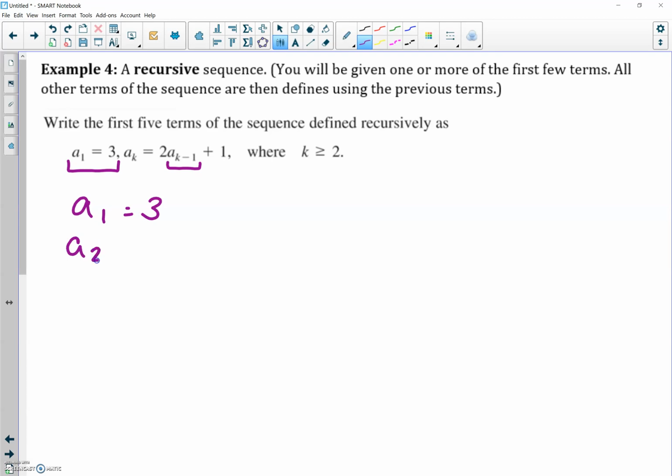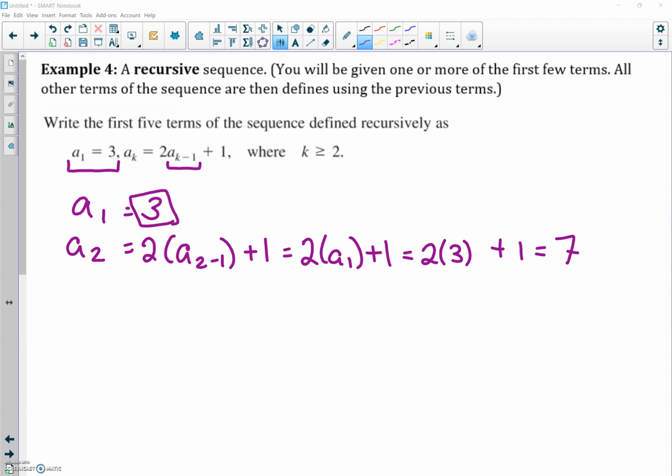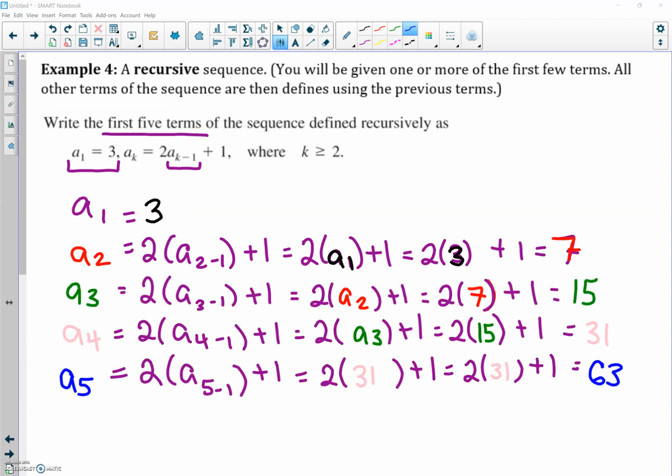Your second term is going to be 2 times the previous one, a sub 2 minus 1, plus 1, that is 2 times a sub 1 plus 1. So 2 times this guy right here, 3, plus 1. So your next term is 7. Go ahead and find the next 3 terms, because it asks for the first 5 terms. The next 3 numbers in your sequence are 15, 31, and 63.